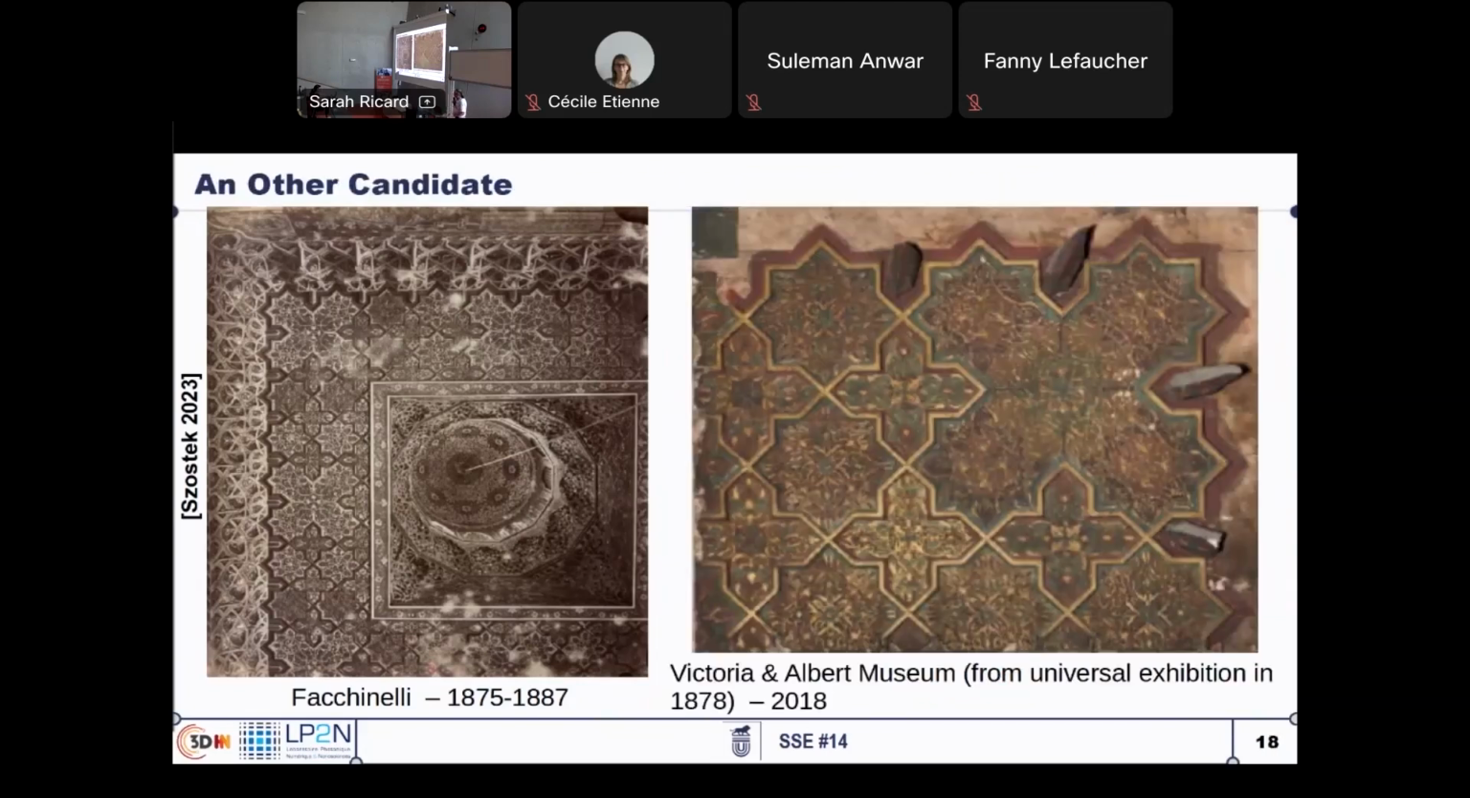Fortunately, we have for this object another example that is preserved at the Victoria and Albert Museum. It was a sample that was taken for the Universal Exhibition in Paris in 1878, and that was bought by the Victoria and Albert Museum in London. And the question is, can we use this one in order to recover the correct appearance that will match this kind of black and white photograph? You have an idea of what was the original appearance.